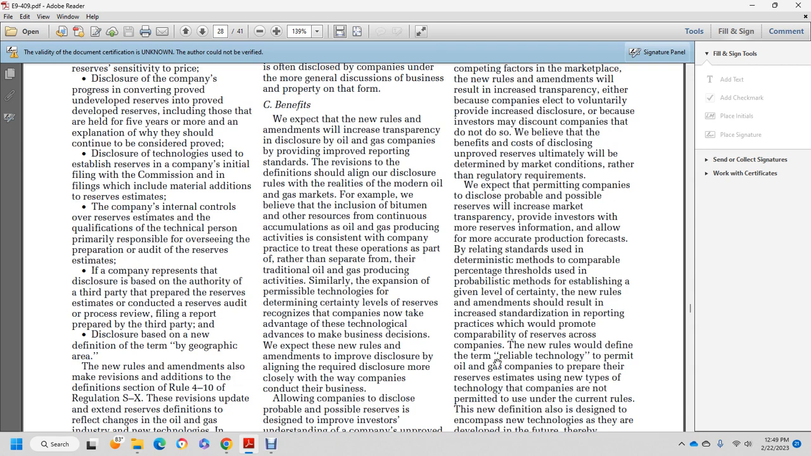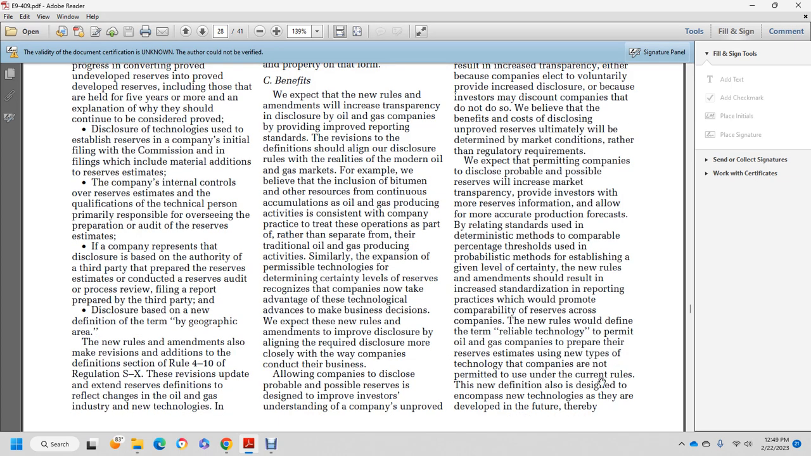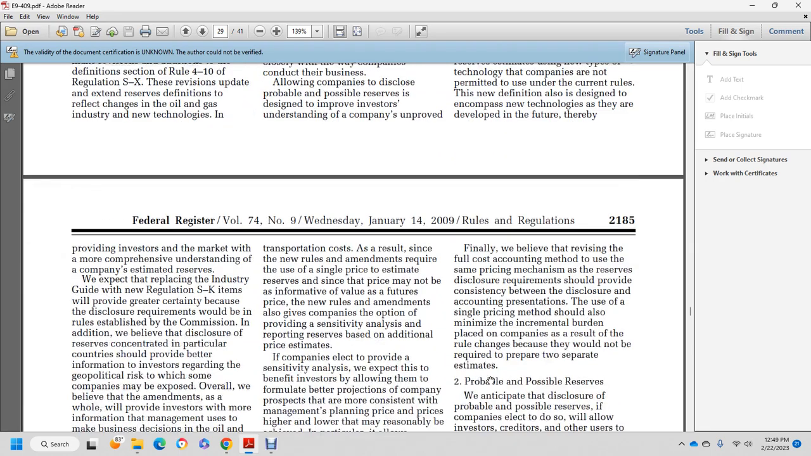The new rules would define the term reliable technology to permit oil and gas companies to prepare their reserve estimates. New types of technology that companies are not permitted to use under the current rule would be allowed by the new definition, including new technology as it is developed in the future, thereby providing investors and the market with a more comprehensive understanding of the company's estimated reserves.